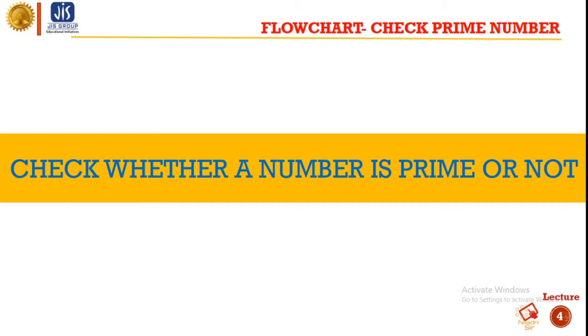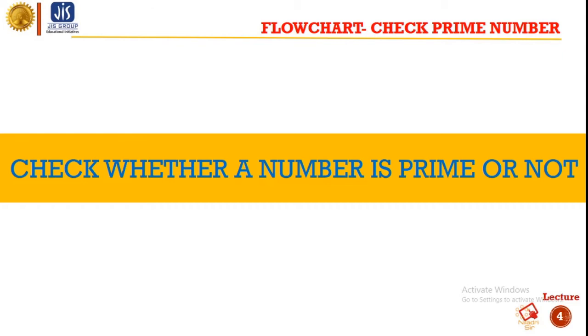I will first check whether 15 is divisible by 2. No. Then I will check whether 15 is divisible by 3. Yes, 15 is divisible by 3. If 15 is divisible by 3, then we will not check whether 15 is divisible by 4 or 5. If 15 is divisible by any number, then we can conclude that it is not a prime number. So this is the logic.